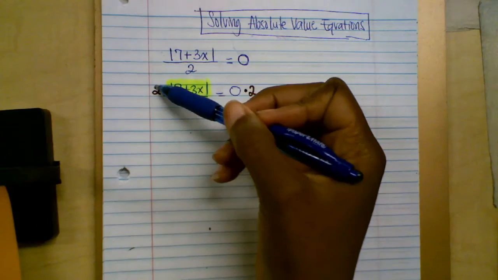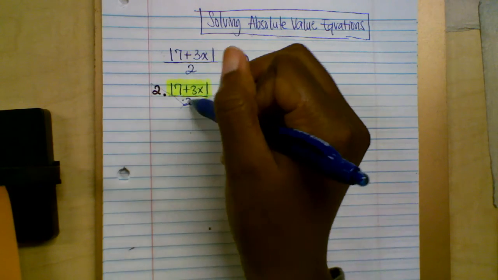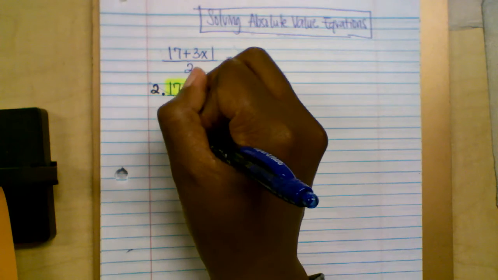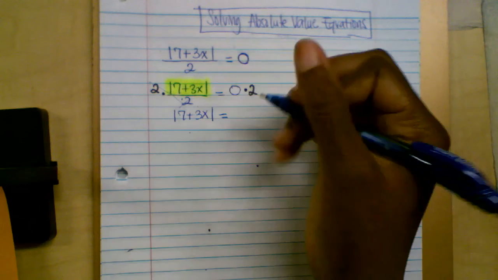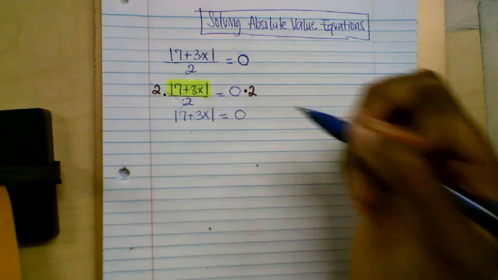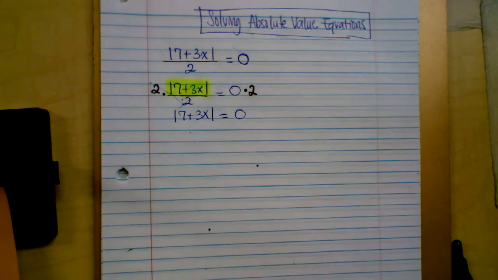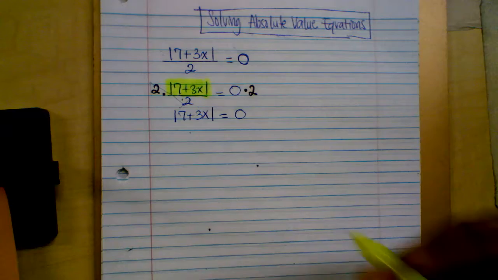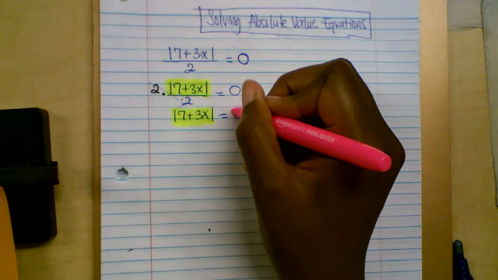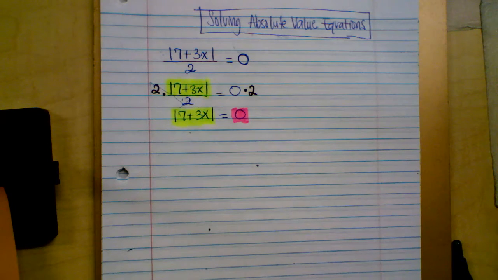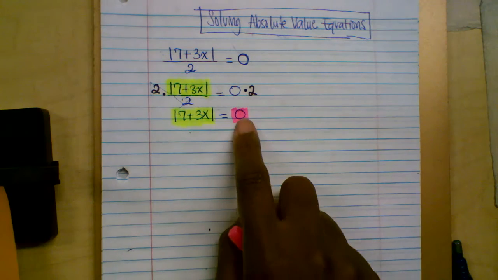Now 2 goes into 2 once, so we simplify to 1. You're left with 1 times the absolute value of 7 plus 3x, which is equal to 0 times 2, which is 0. Now we see that the absolute value is isolated. It's by itself. Check, step 1 has been completed. And one number is on the right side. We have a 0. Instead of a number greater than 0, you have 0.